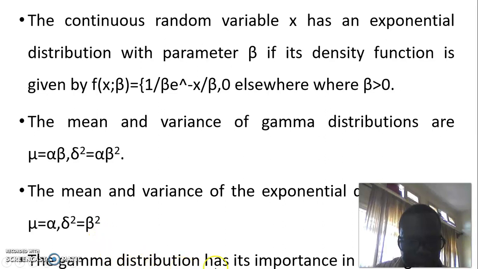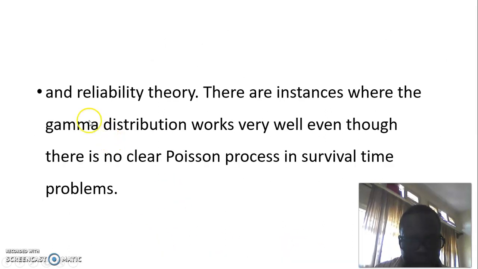The gamma distribution has its importance in waiting time. There are problems of waiting time, for instance, waiting time to be served in a bank, waiting time to be served in the clinic, and so forth. In such problems, the gamma distribution is applied. And in reliability theory. There are instances where the gamma distribution works very well, though there is no clear Poisson process in survival time problems.